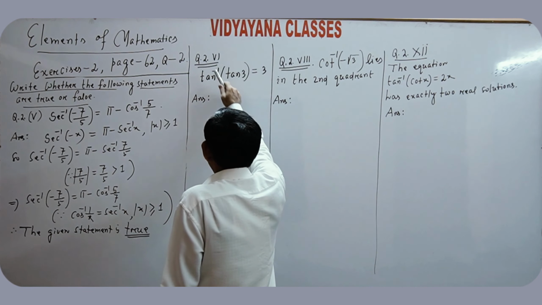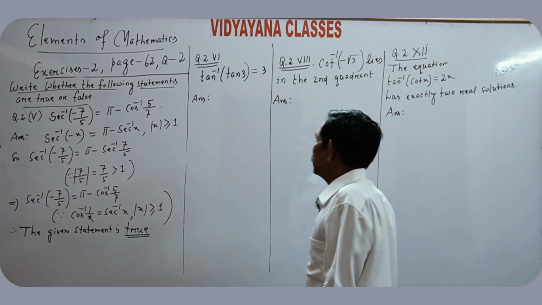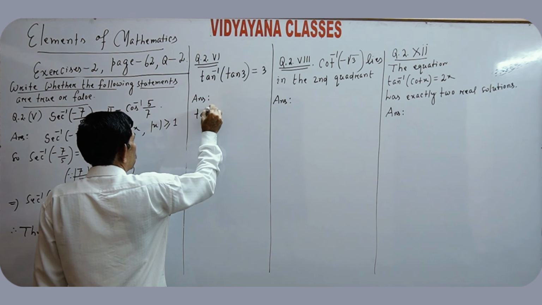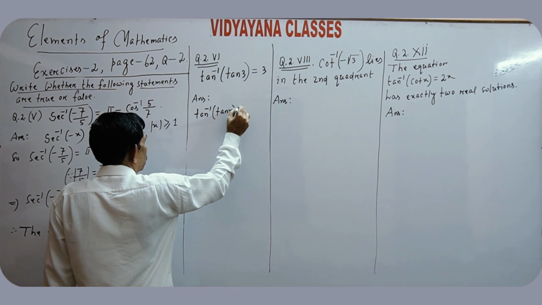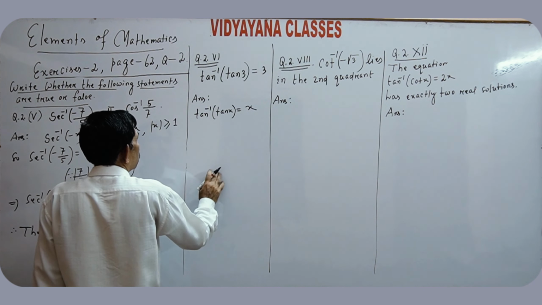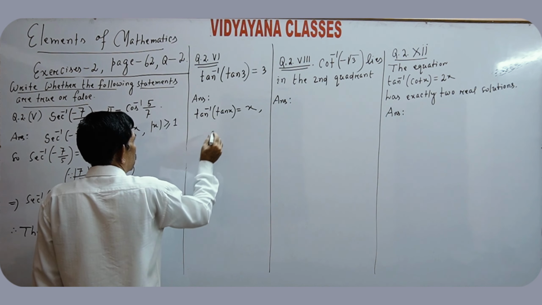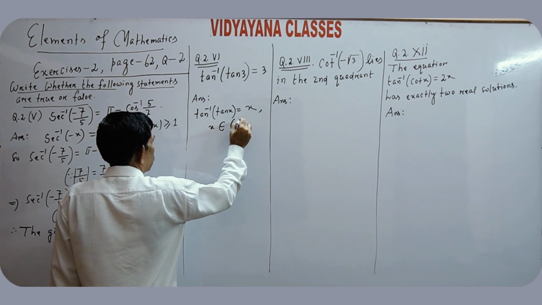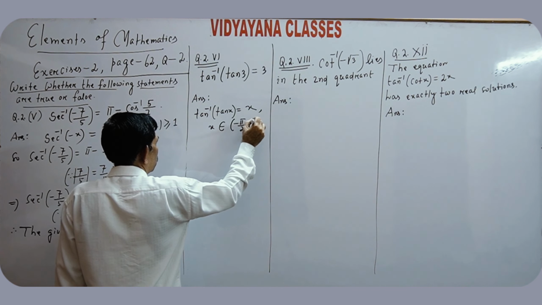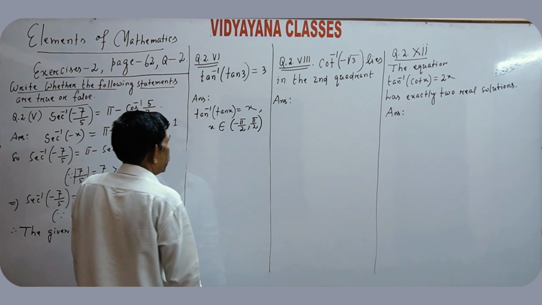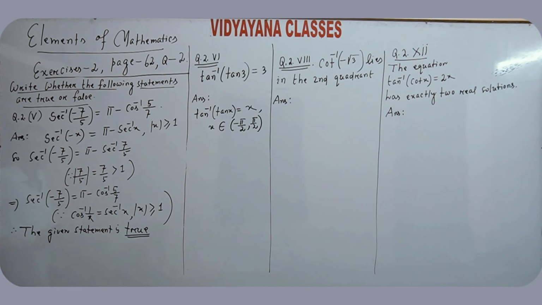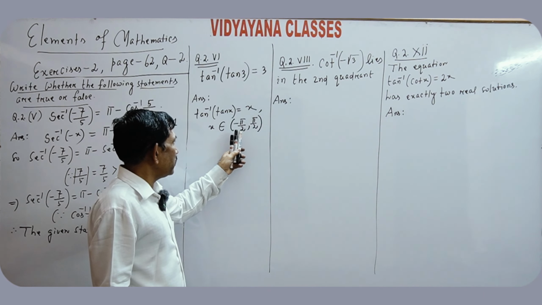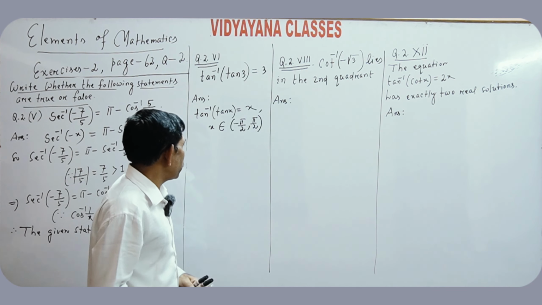Next, question number 2, sixth bit. Tan inverse tan x is equal to x when x belongs to the open interval minus pi by 2 to plus pi by 2. Tan inverse tan x is equal to x when x belongs to the open interval minus pi by 2 to plus pi by 2.